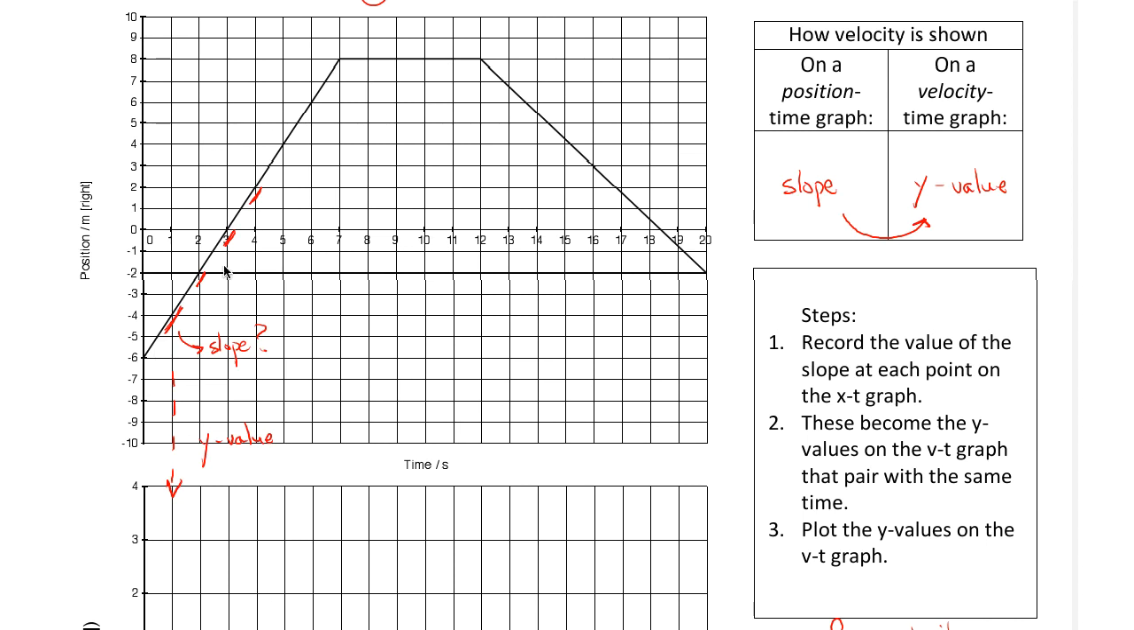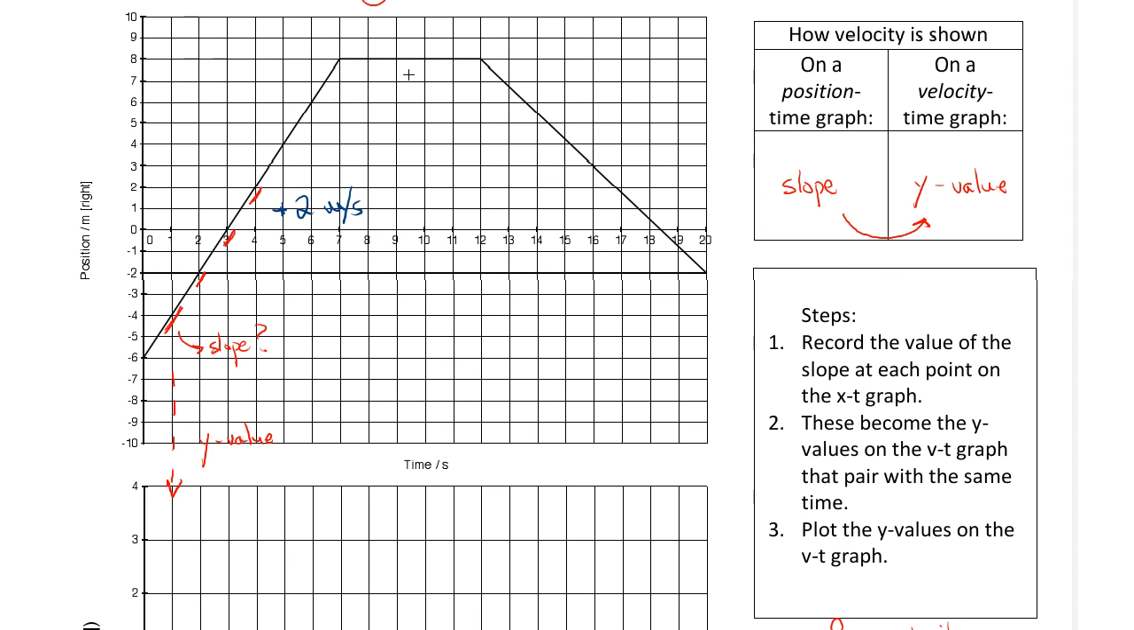So for example, the slope of this line, well, it goes from -6 to +8 over 7 seconds. So that's 8 minus -6, divided by 7, which is +2. So the slope here is +2 meters per second. And I'm going to use positive as the defined direction of right. Therefore, negative would indicate left.